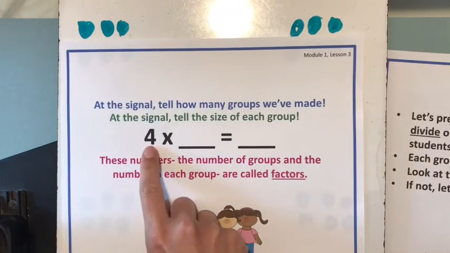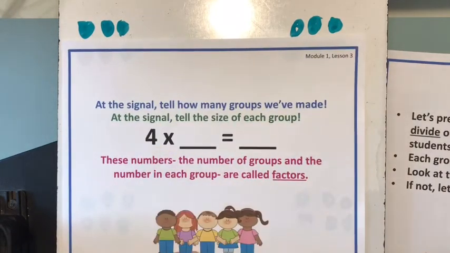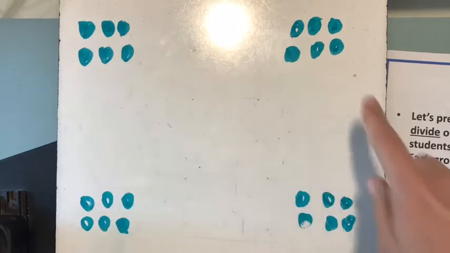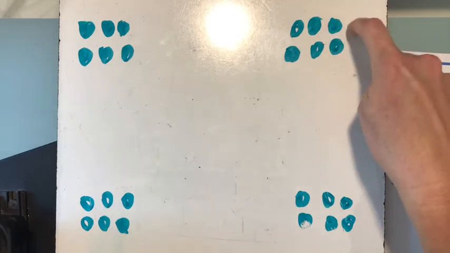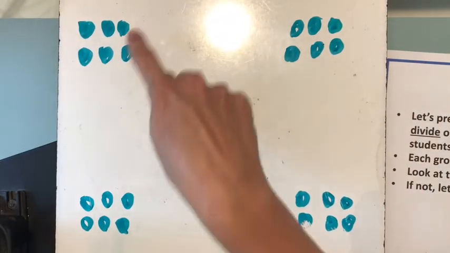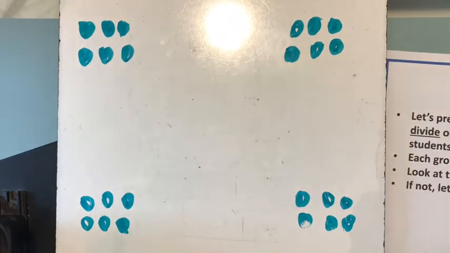So we have 4 groups. At my signal, tell me if the size of each group is equal. So do we have an equal group of kids in here, and here, and in here? On my snap, 1, 2, 3. Yes, we do. We have 6, 6, 6, 6, right?